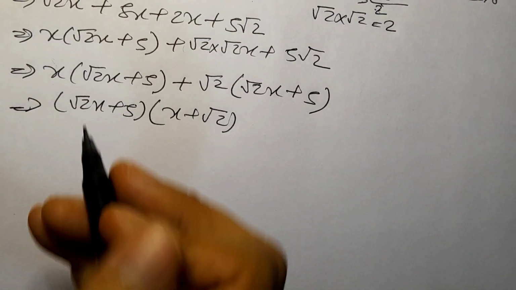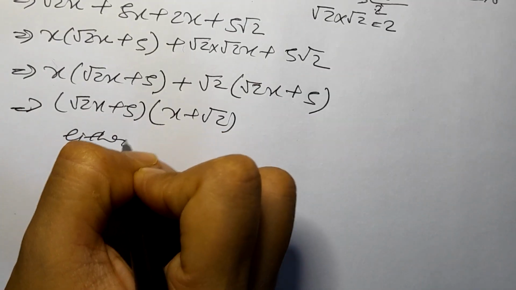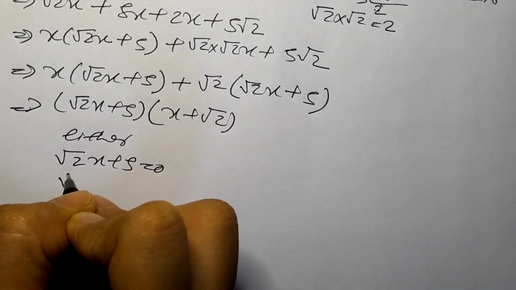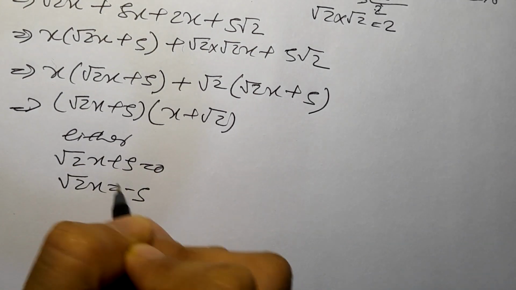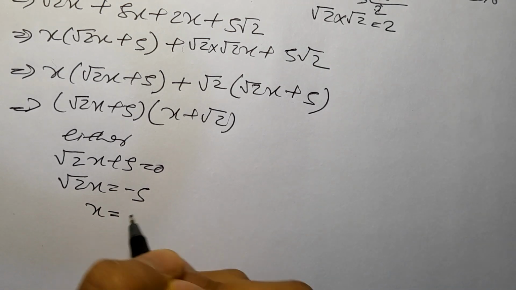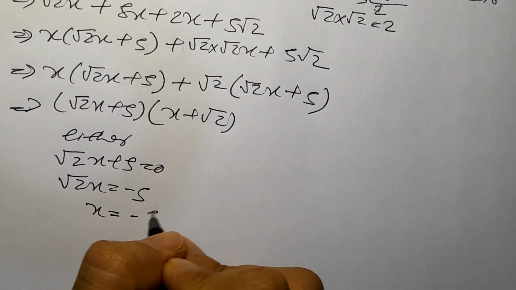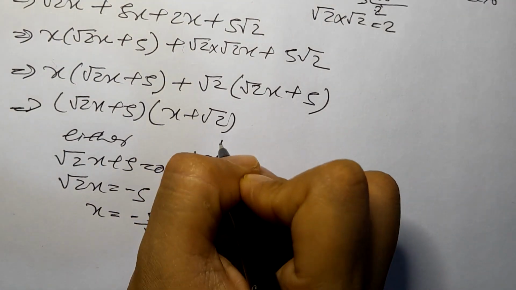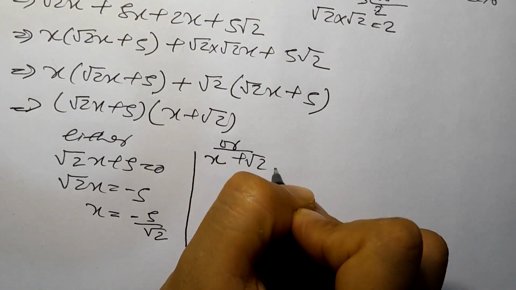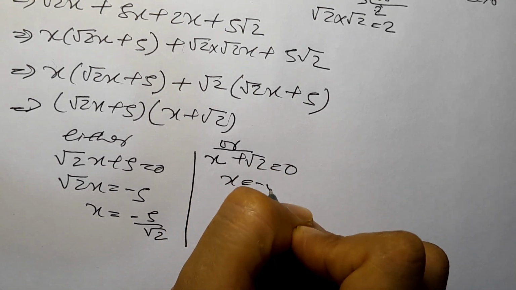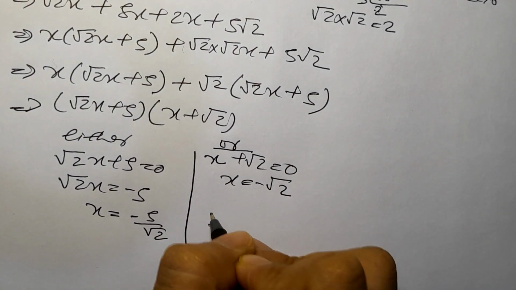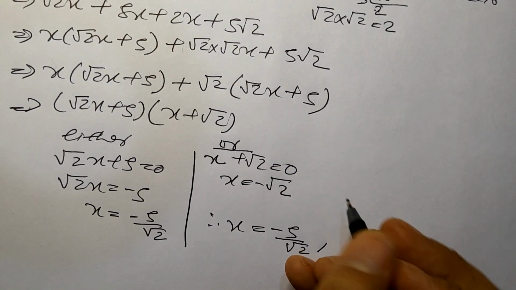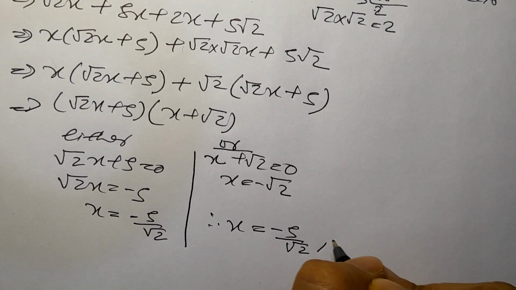So it will be either √2 x + 5 = 0, so √2 x = −5, x = −5/√2. Or x + √2 = 0, so x = −√2. Therefore, x is equal to −5/√2, and another is −√2.